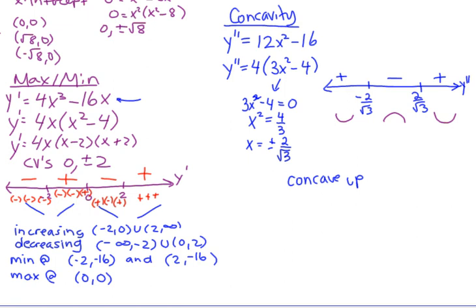U for up. Union 2 root 3 to infinity. And concave down, negative 2 over root 3.